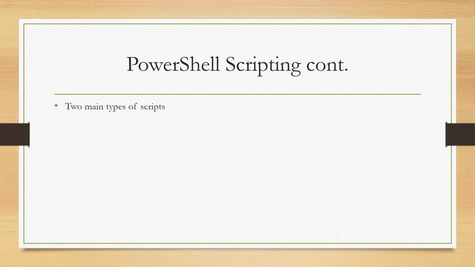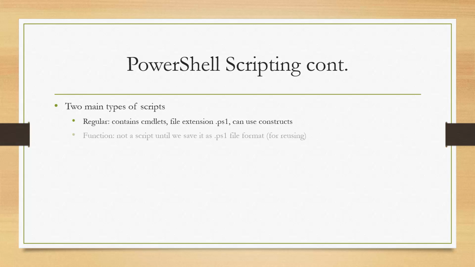There are two main types of scripts. First type is regular scripts that contain cmdlets with a file extension .ps1, and we can use constructs. Second type is what is called a function. Technically, a function is not a script unless we save it with the .ps1 file format.